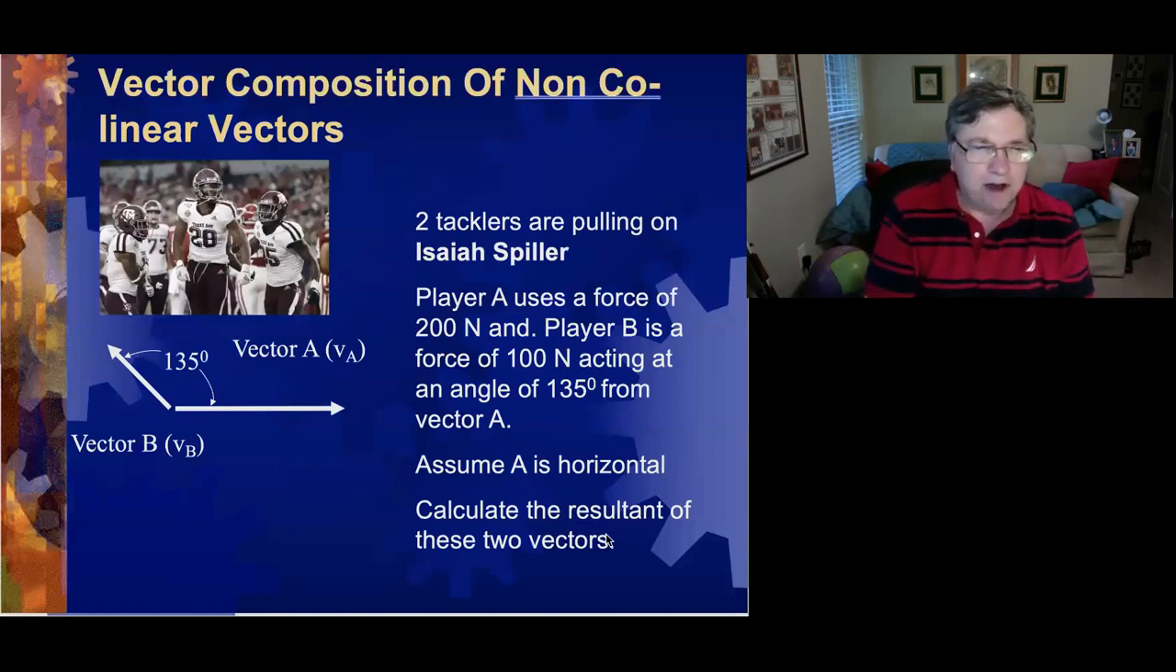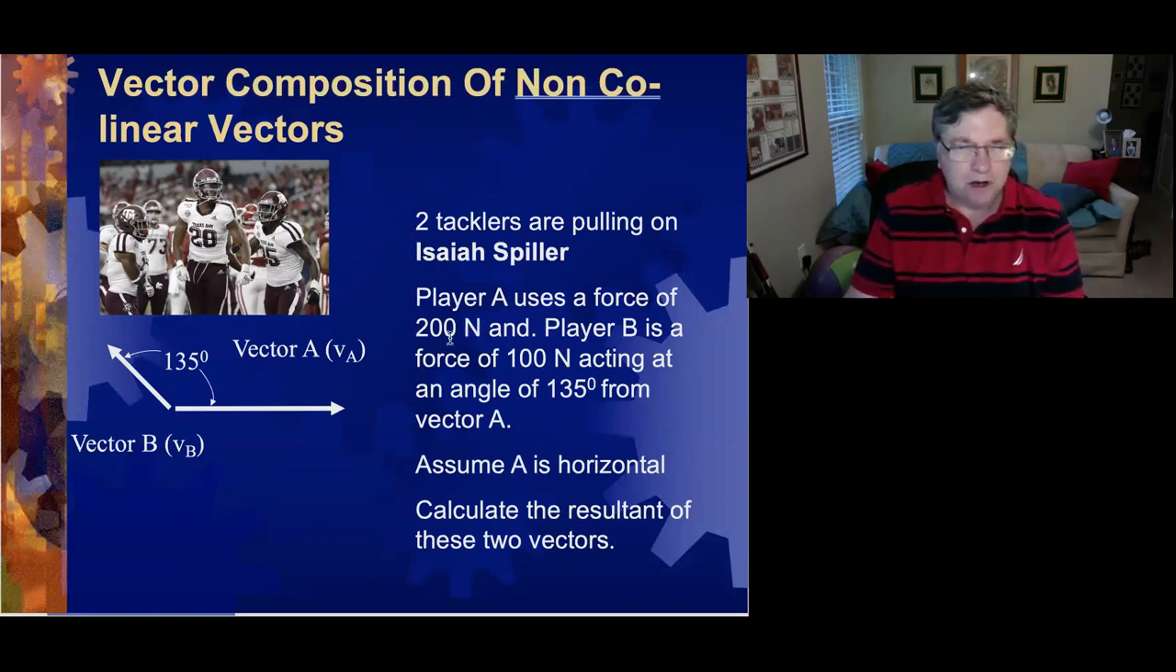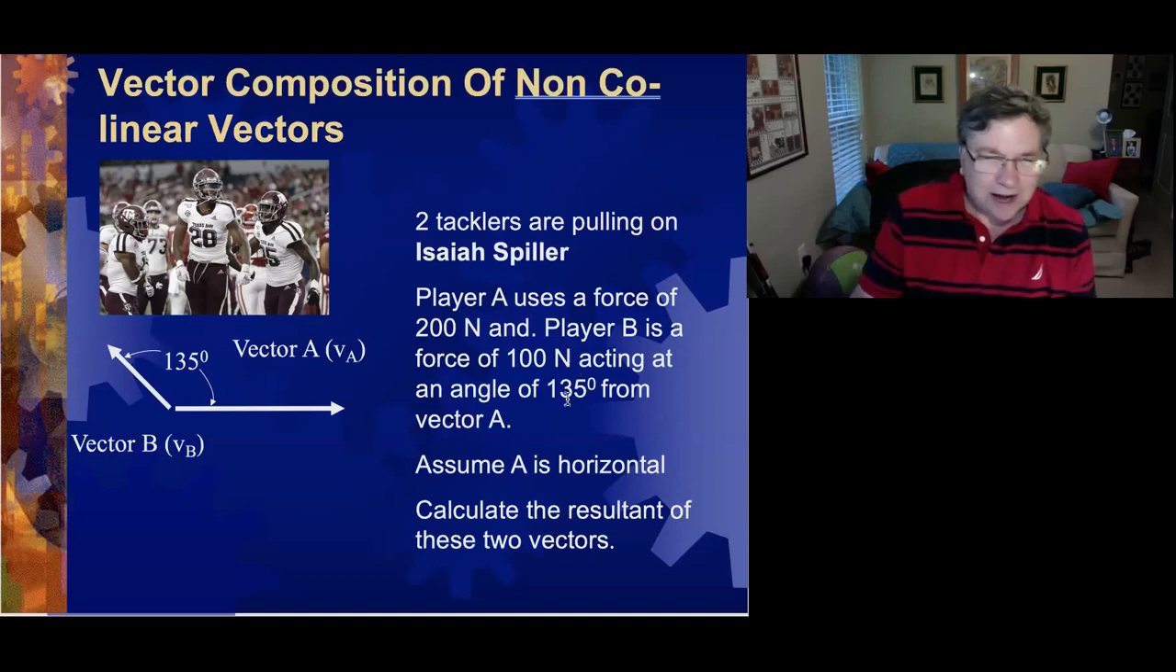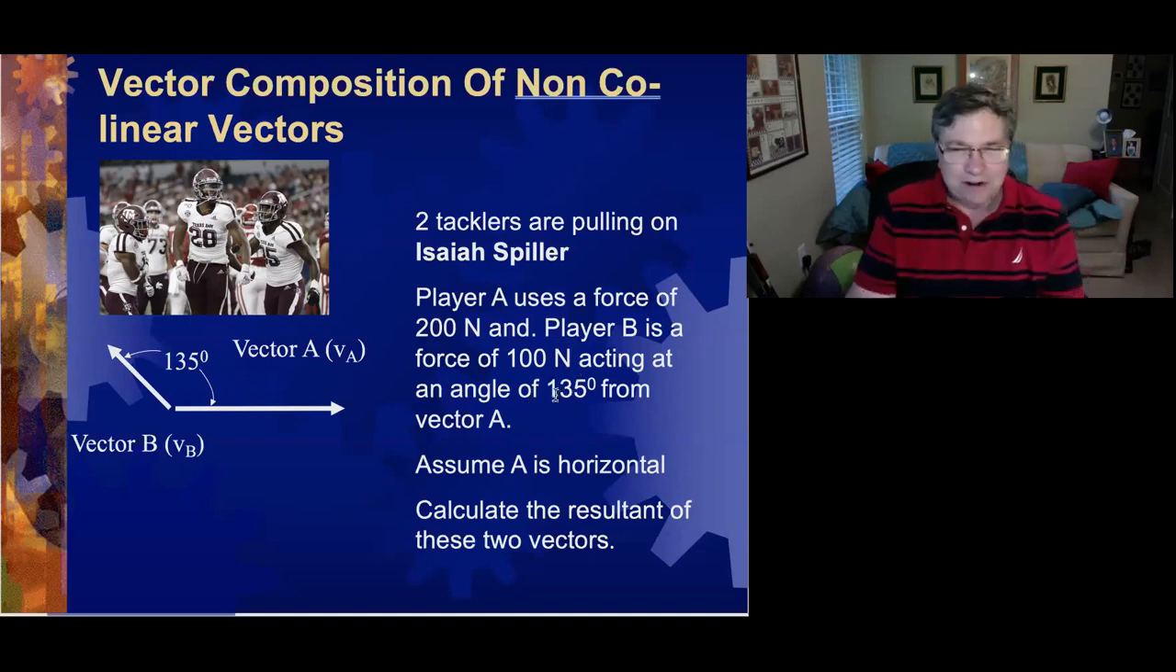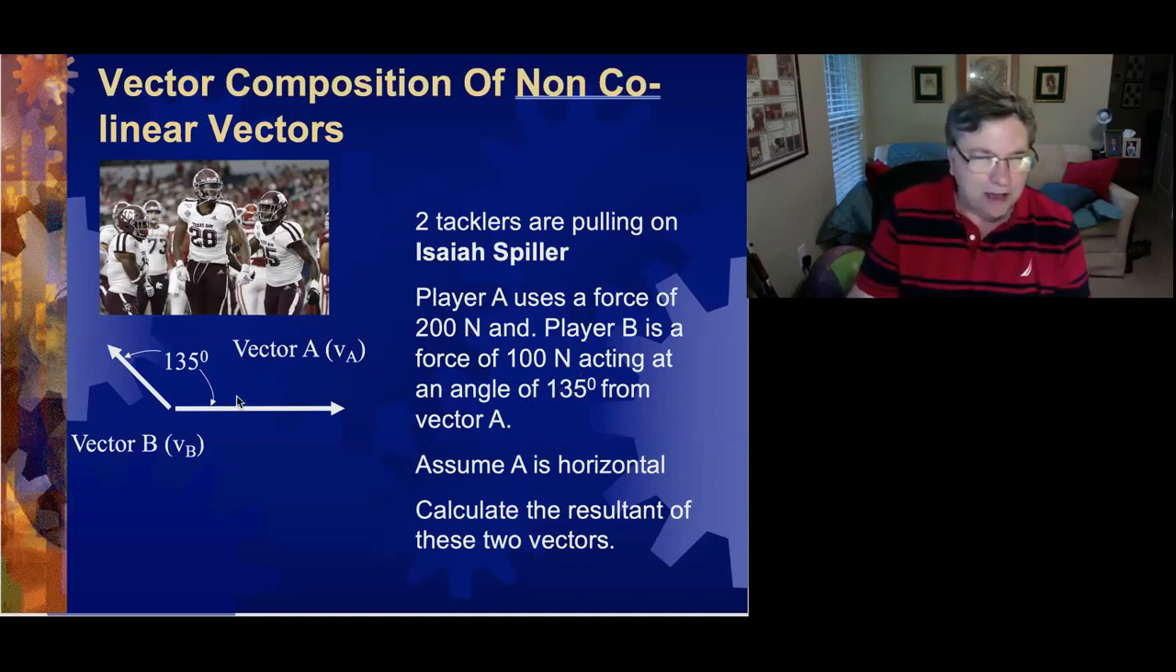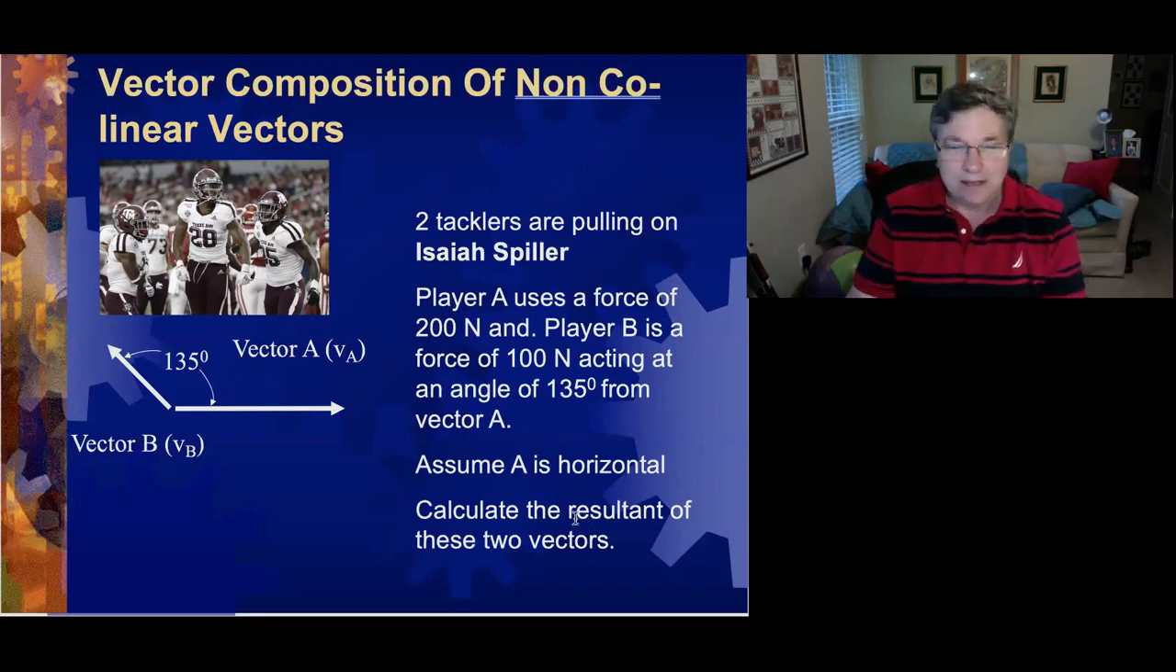So I've got two vectors. We're trying to tackle Isaiah Spiller, and one player is pulling on him at 200 newtons, and a second player is pulling on him at 100 newtons. It's not actually a lot of force. And they're acting at an angle of 135 degrees from vector A. What we want to do is calculate the resultant or net vector.